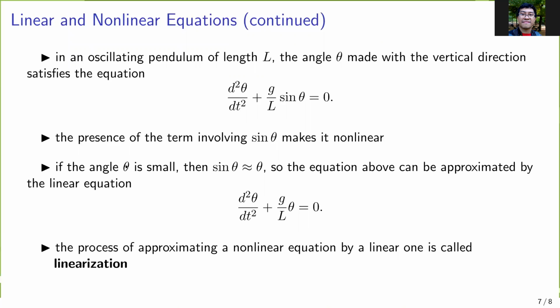Now, in some cases, if the angle theta is small, then sine theta can be approximated as theta, so that the equation becomes the second derivative of theta with respect to time, plus g over L theta equals 0. This is now a linear equation. And this process of approximating is called linearization.